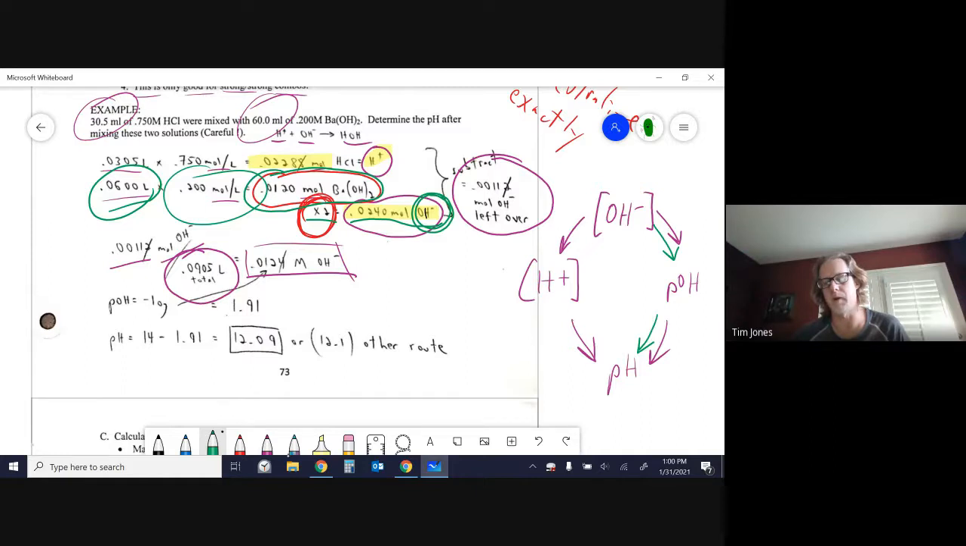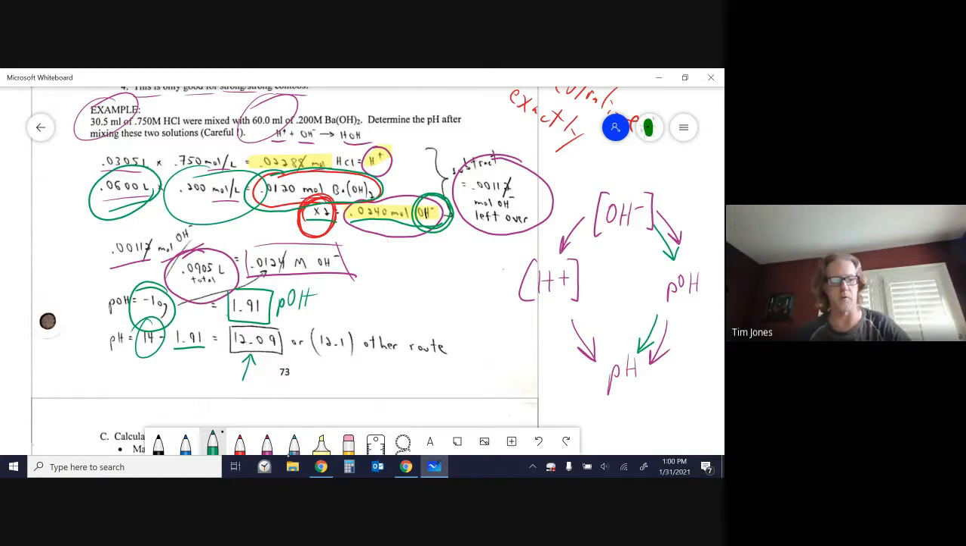This is what I do here. I take the negative log of the hydroxide, that gives me the POH. So that right there is the POH, otherwise known as the power of hydroxide. And then you subtract the POH from 14 to get the pH, and I get 12.09.